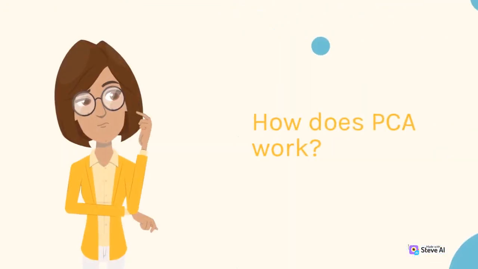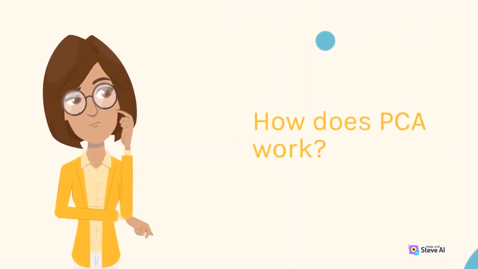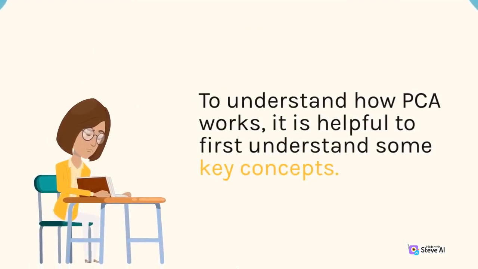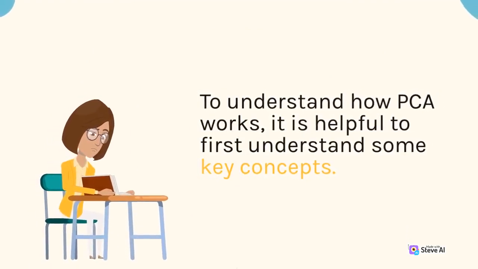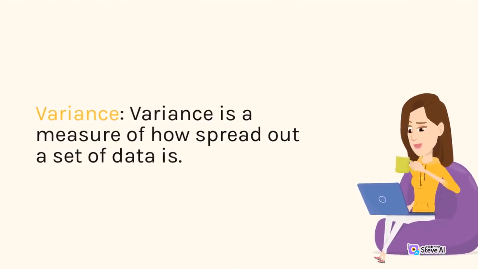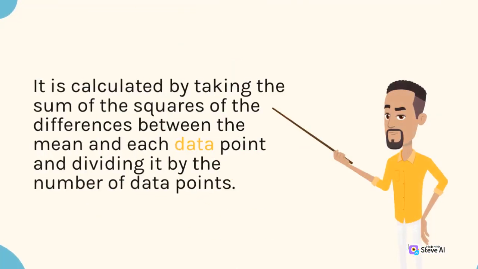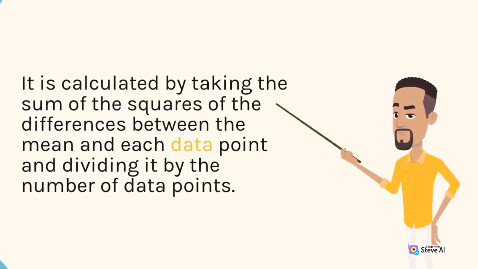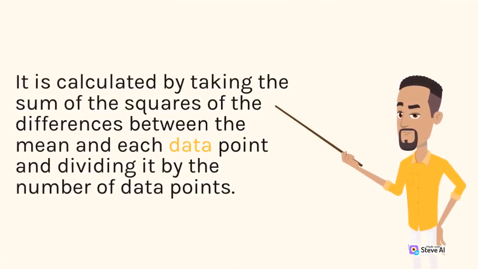How does PCA work? To understand how PCA works, it is helpful to first understand some key concepts. Variance. Variance is a measure of how spread out a set of data is. It is calculated by taking the sum of the squares of the differences between the mean and each data point and dividing it by the number of data points.